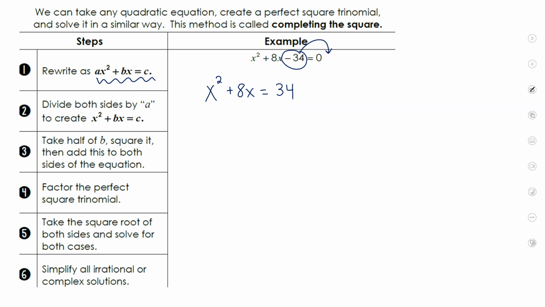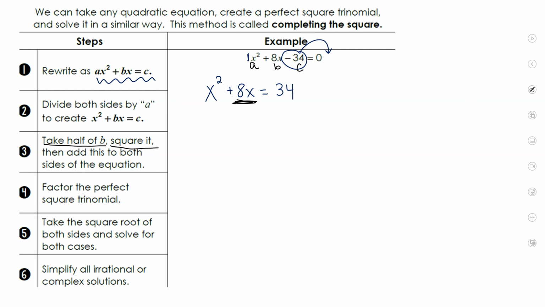Okay, next, we're going to divide both sides by a. What's my a value here? It's just 1. So we don't really have to divide everything by 1. It's fine. So we don't have to do step 2. All right, next, step 3, take half of b, square it, then add this to both sides of the equation. What is half of b? 4? Okay. So take half of b. That's your b value. Let me write that for you. This is a, b, and c. Half of b is 4. What's 4 squared?